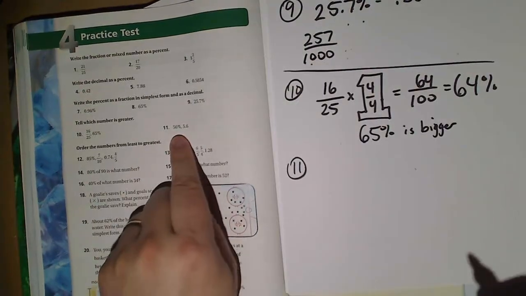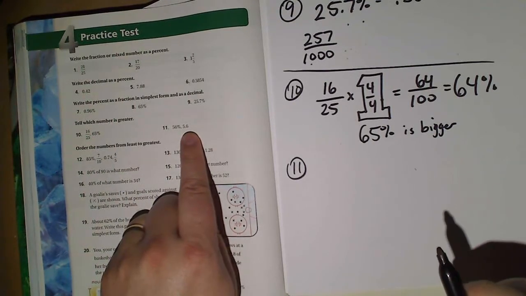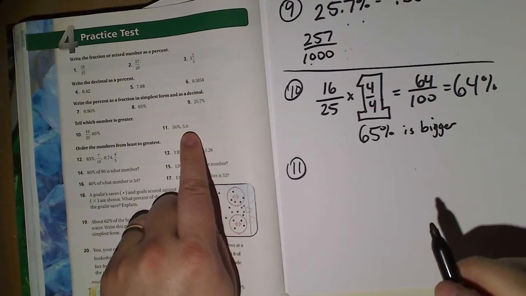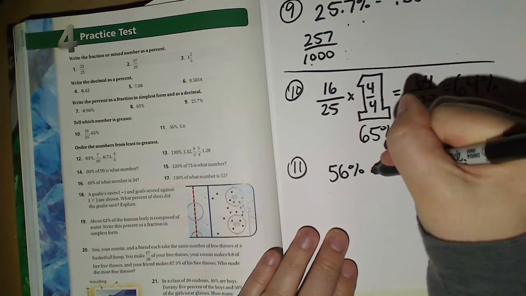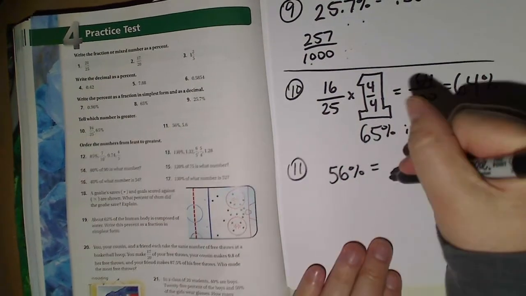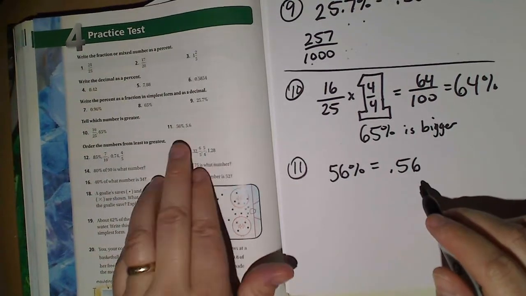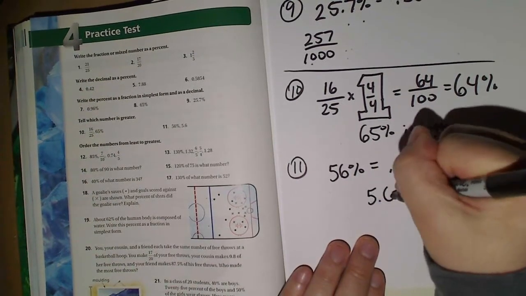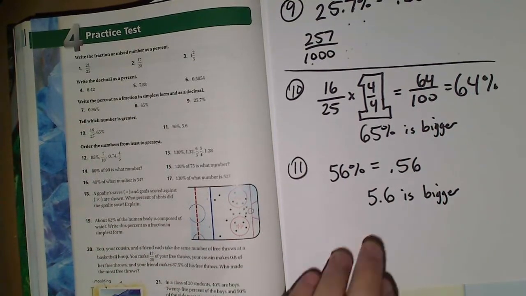Again, I have a percent, but now I have a decimal. I think it's easy to convert either way, really. I'm going to go percent and convert that into a decimal. Move to the left, we end up with 56 hundredths. Since 56 hundredths is smaller than 5 6/10, I'd say 5 6/10 is bigger. Let's move on. Take a look at number 12.